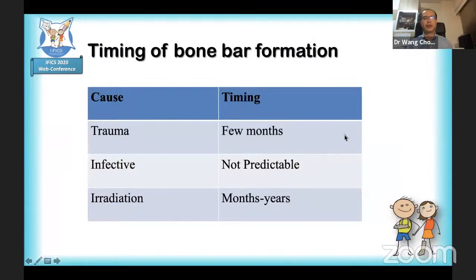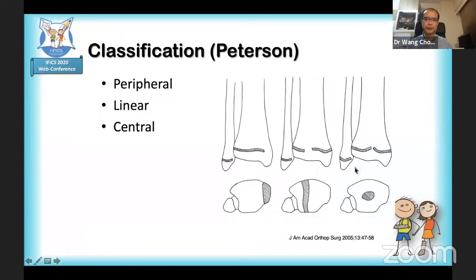So the physeal bars can usually form within a few months after physeal fractures, but the timing of bone formation is less predictable with infective causes. And that's why we have to follow up for a longer period of time before discharging those patients suffering from infections. And for irradiation, it can take months or years to happen.